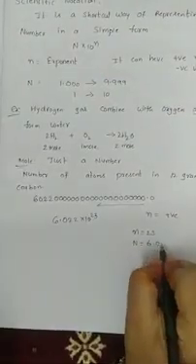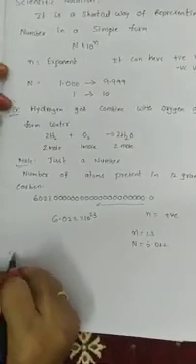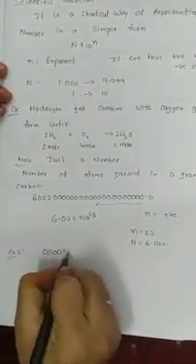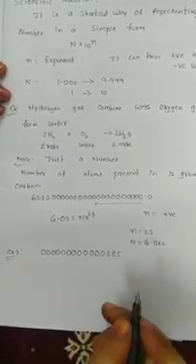6.022. Take another example. For example, 0.00000000000385.